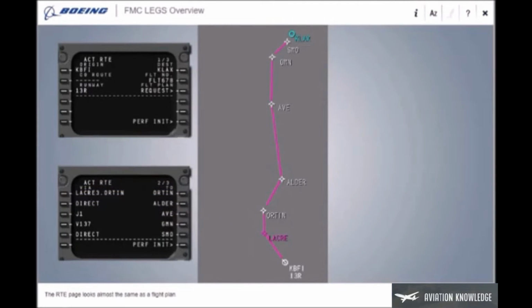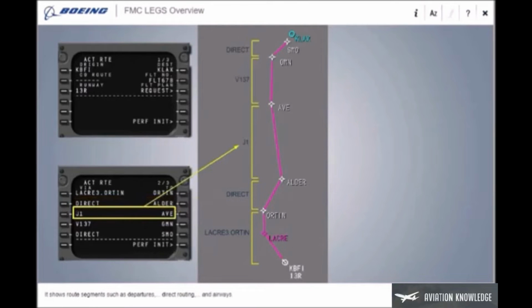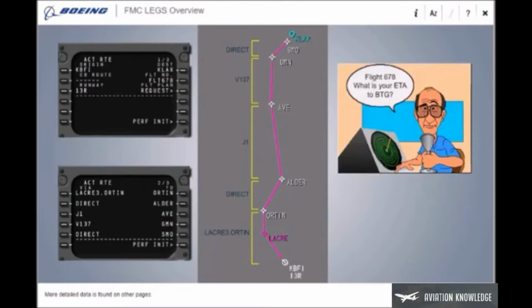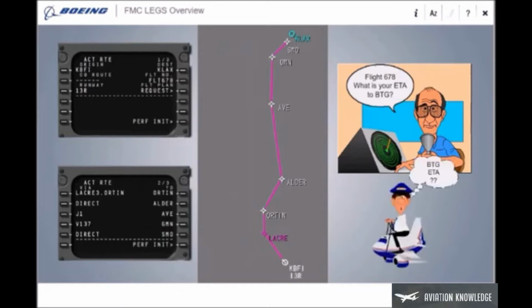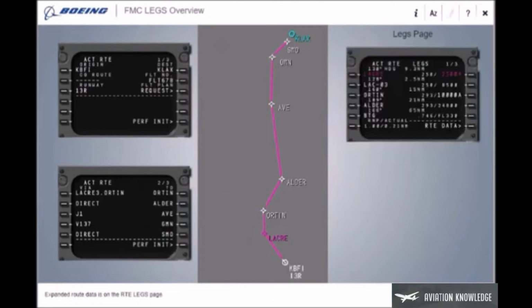The route page looks almost the same as a flight plan. It shows route segments such as departures, direct routing, and airways. More detailed data is found on other pages. Expanded route data is on the route legs page.